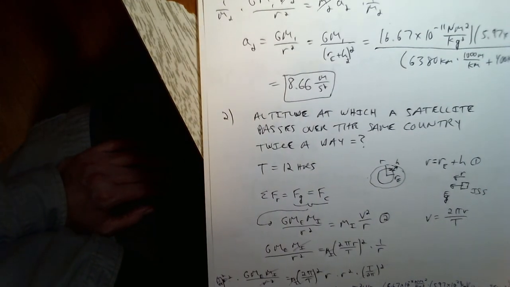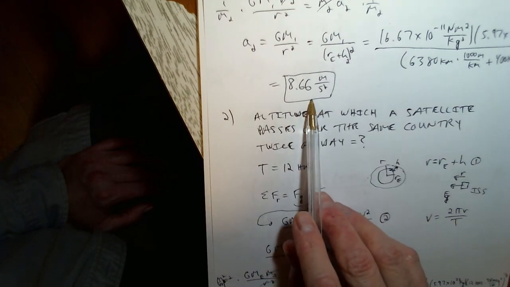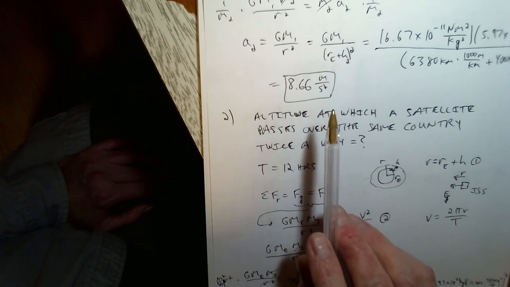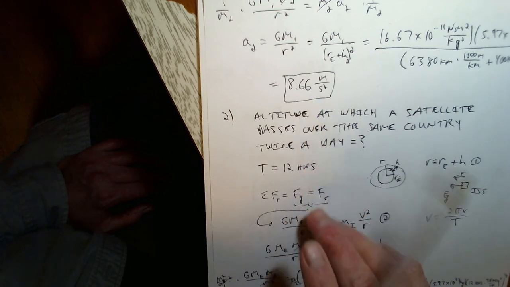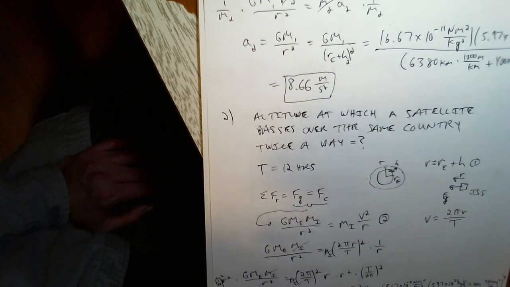The first part, the answer was 8.66 meters per second squared. And remember, the astronauts do have a non-zero weight if you define weight as the force of gravity due to the Earth. But they're in free fall, and so they float around, and they're apparently weightless.